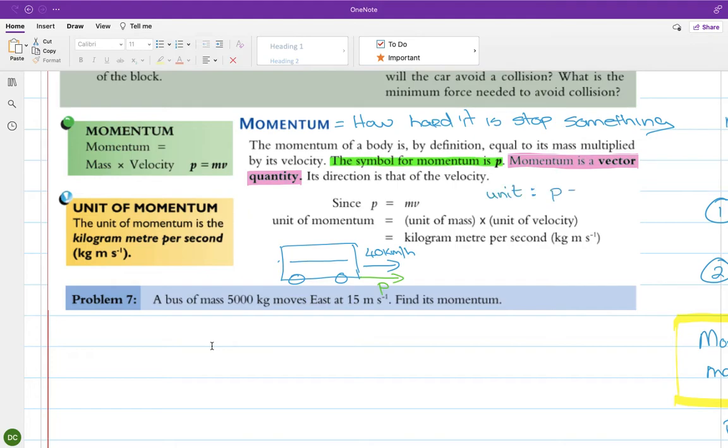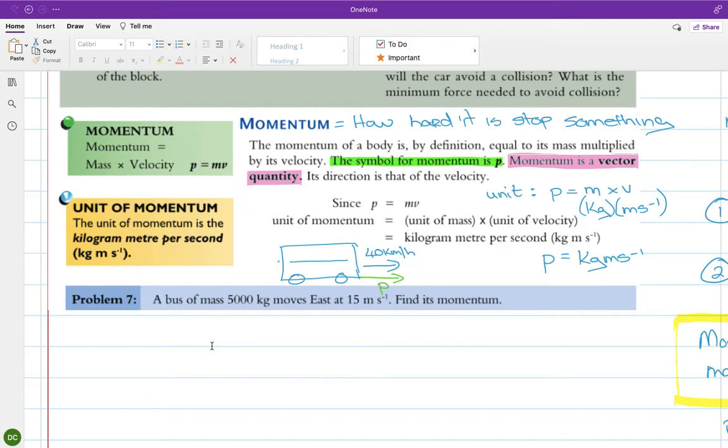So momentum is mass multiplied by velocity. The unit for mass is kilogram. The unit for velocity is meters per second. And that's the unit for momentum. It's kilogram meter per second. Okay, it's a compound unit, it doesn't get changed to anything, it's literally just the two of them stuck together. So kilogram meters per second.